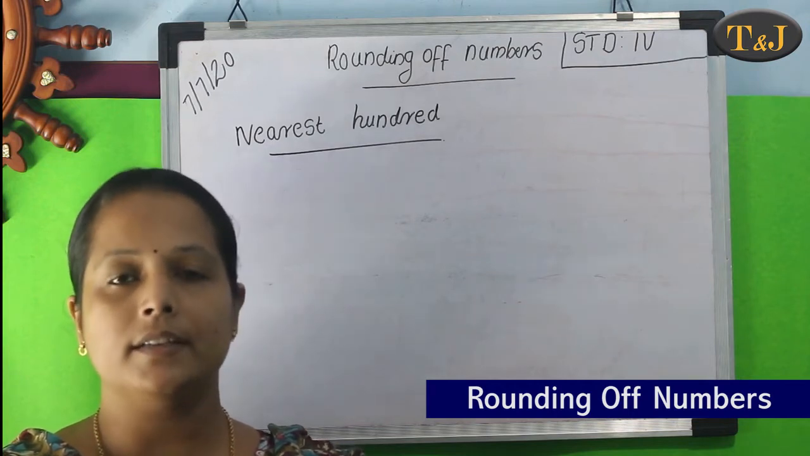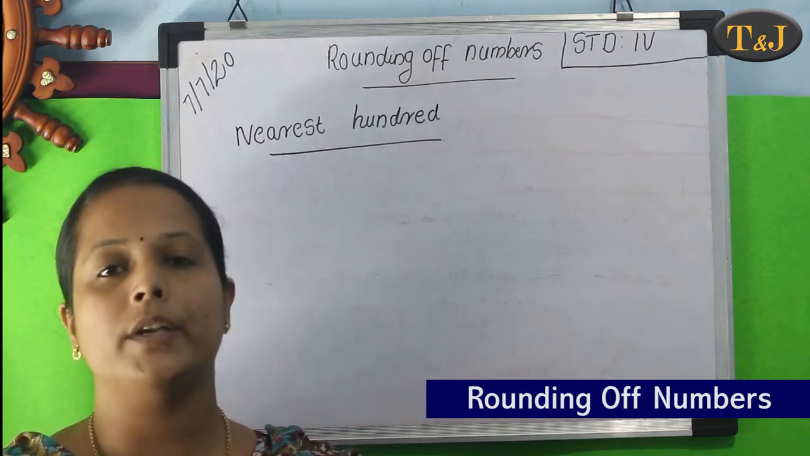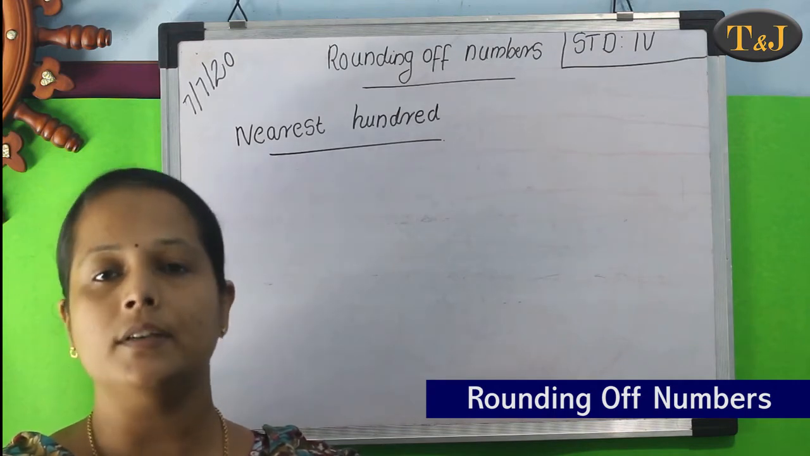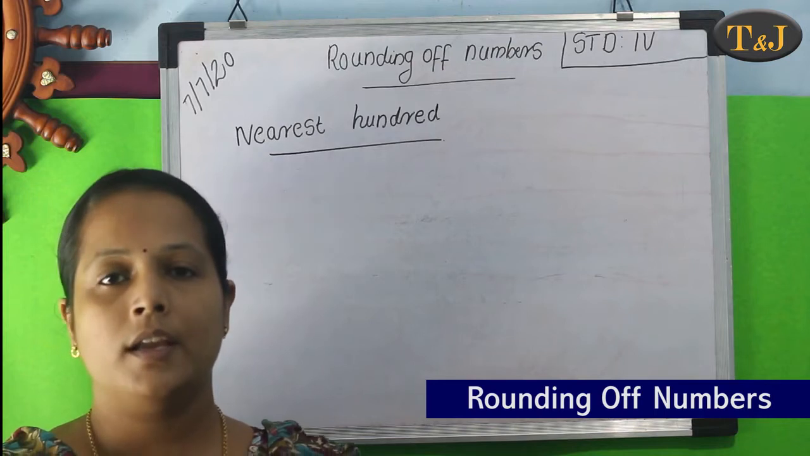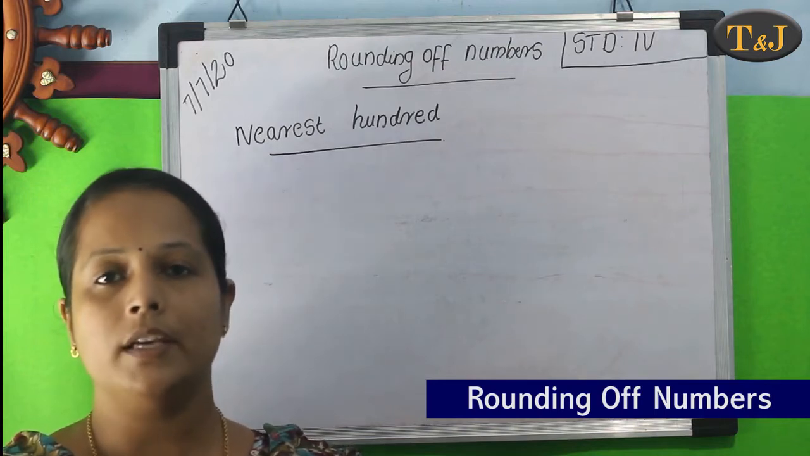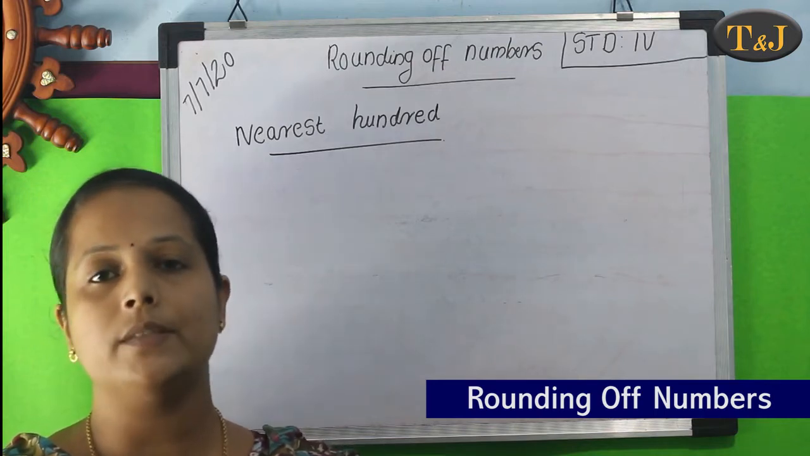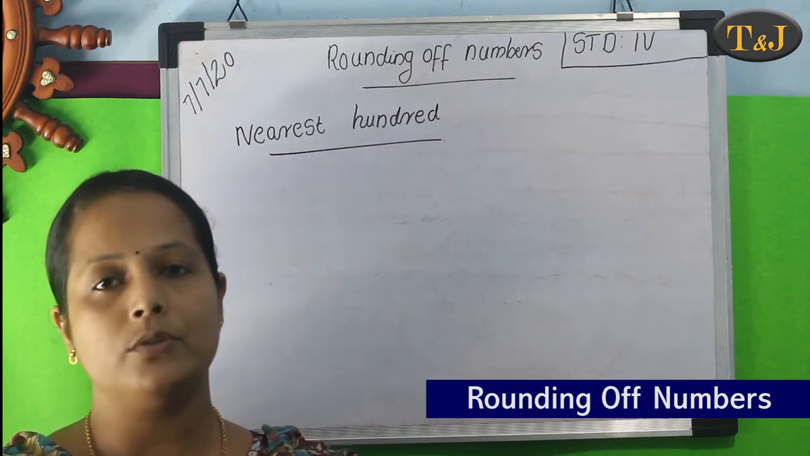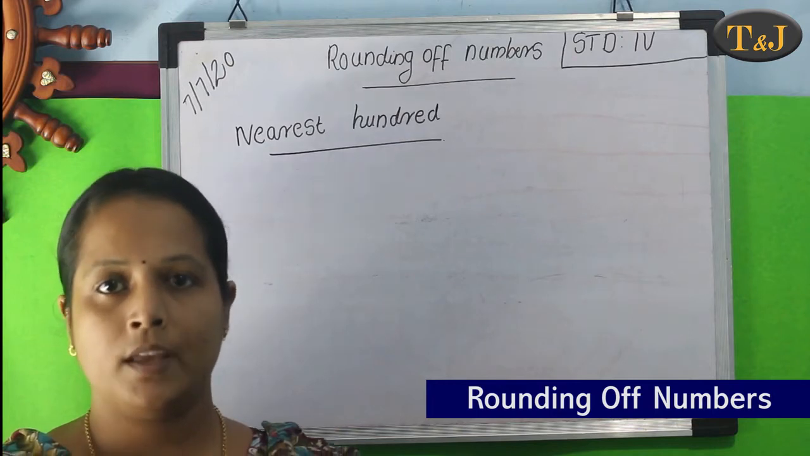Consider the example, given the number 14. Take the first number as 1. So 14 lies between the numbers 10 and 20. Then we take the ones place value. The ones place value of 14 is 4, so it is less than 5. So it is rounded down to the first number, that is 10.